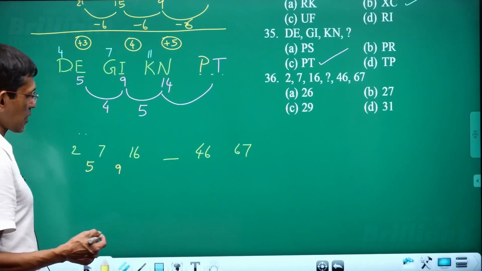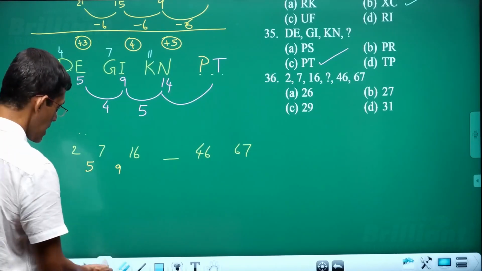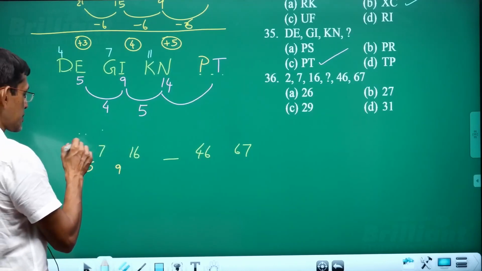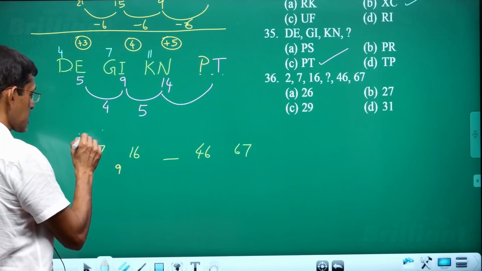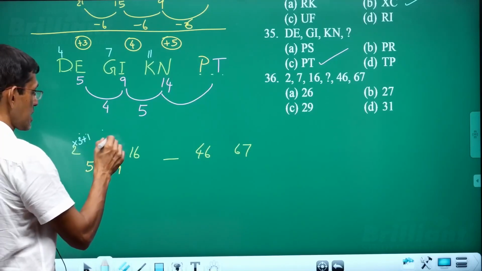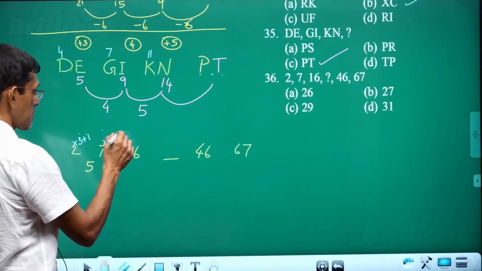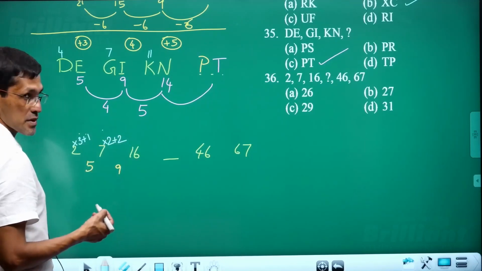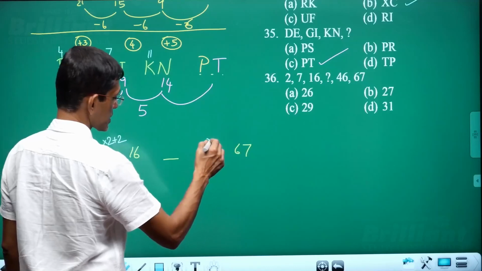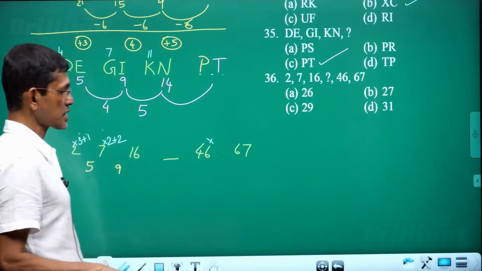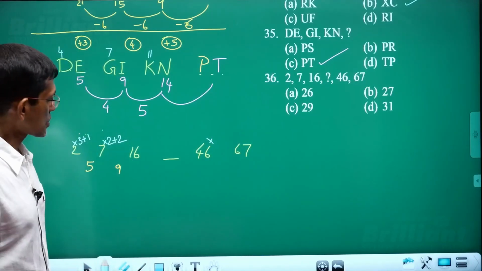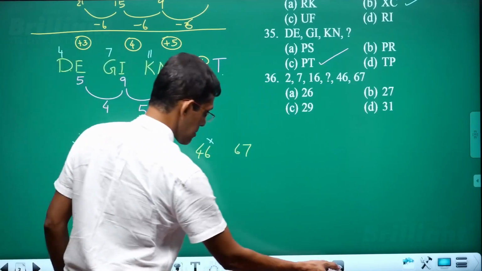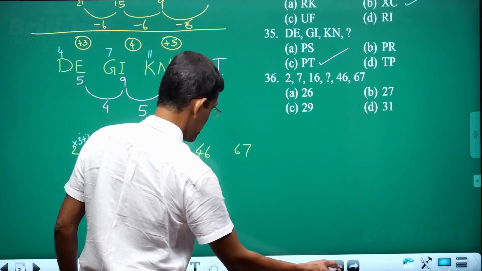Anything else we can think of? Another possibility, we may look at this one. 2 into 3, 6 plus 1 is 7. So 7 into 2 plus 2. Into 3 plus 1, into 2 plus 2. How about 46? 46 into 2 is 92. So what we have here is 67. That's not going to work. So multiplication may not be the possibility here.